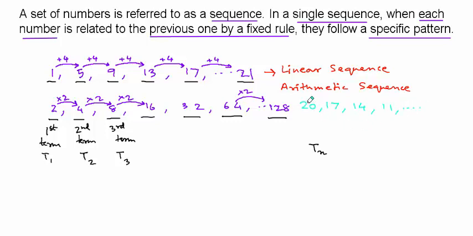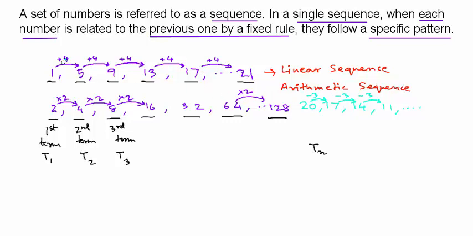If you look at 20 and 17, the difference is -3. If you look at 17 and 14, it's a -3, and a -3 between 14 and 11 as well. So the difference between the first term and the second term is equal to the difference between the second and the third term, which is equal to the difference between the third and the fourth term and so on. Now the difference can either be positive or negative, doesn't matter, as long as it is fixed. -3 in this case, +4 in this case. They both qualify as arithmetic sequences.